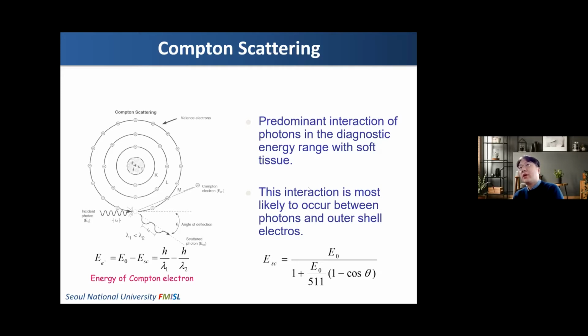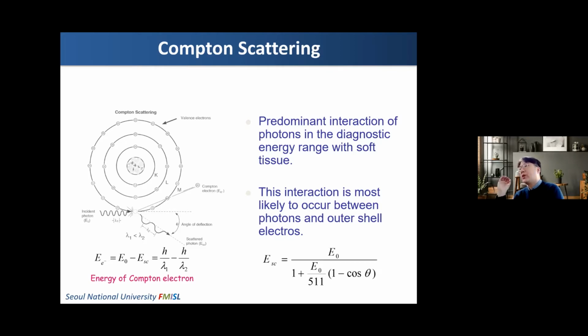Actually, this interaction most likely occurs between photons and outer shell electrons, because an outer shell electron is easier to detach than the electrons on the inner shells, since it has a lower binding energy. Anyway, as I told you, the scattered photon has a lower energy than the incident photon. So based on this energy change, we can say whether this photon was scattered or not.